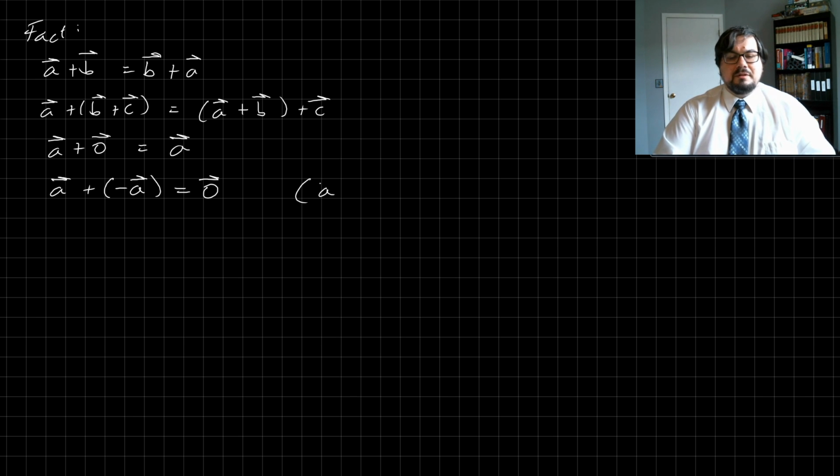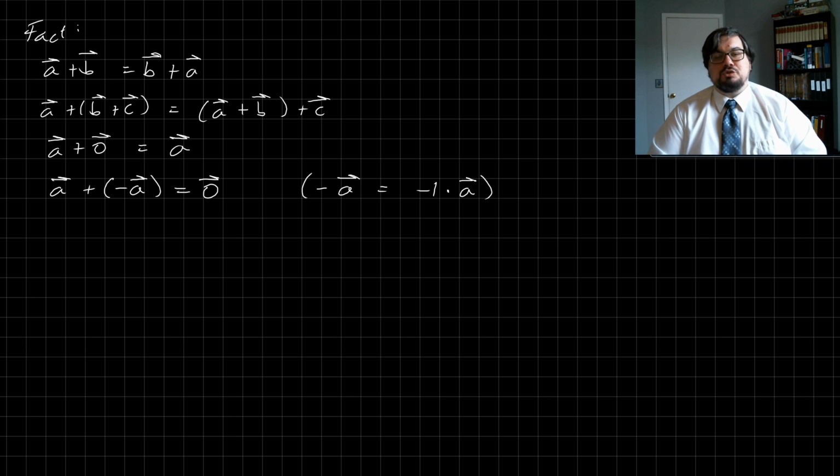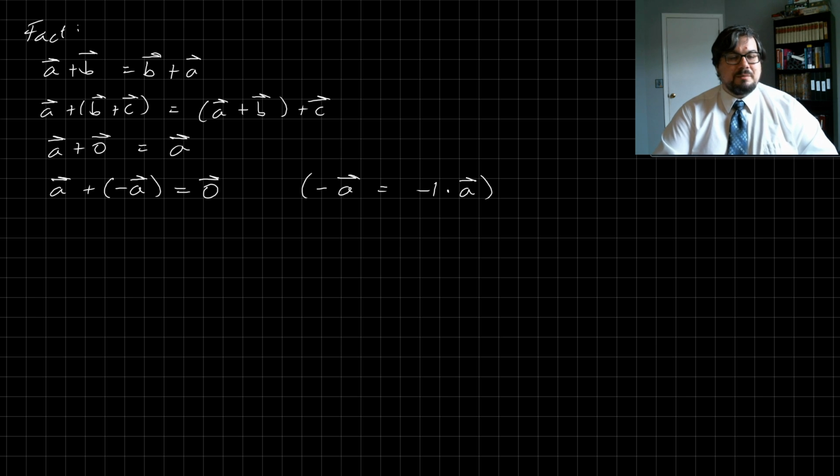If I take a plus negative a, I get the 0 vector. Now here I should mention that when we write negative a, this is just shorthand for negative 1 times a. So it's what you get when you change the sign of every component of the vector a, multiplying each component by negative 1.